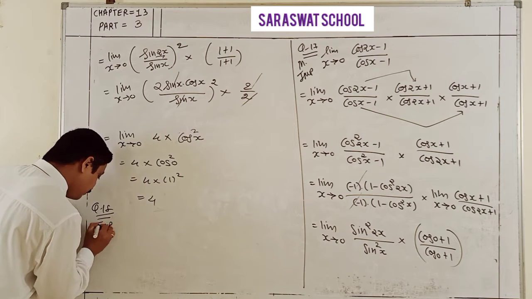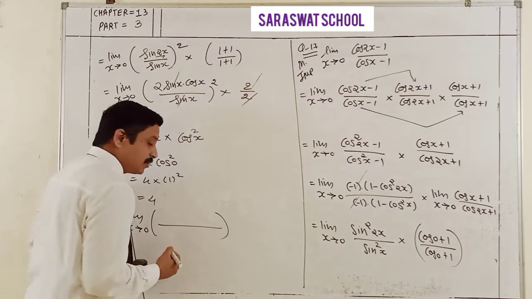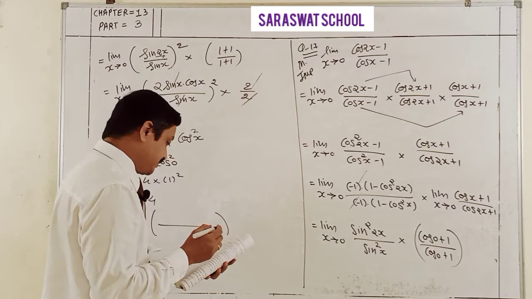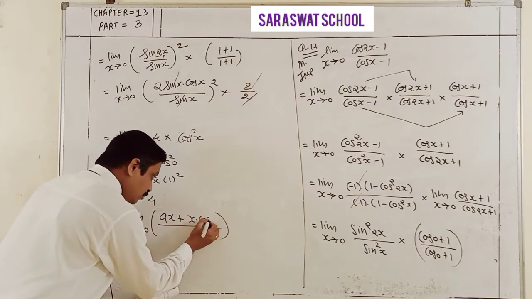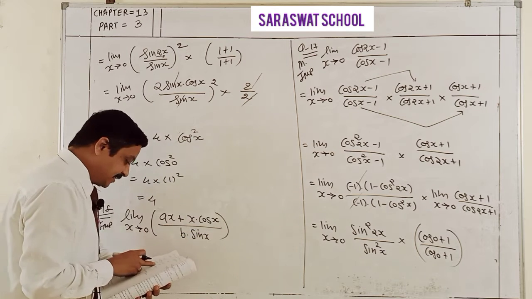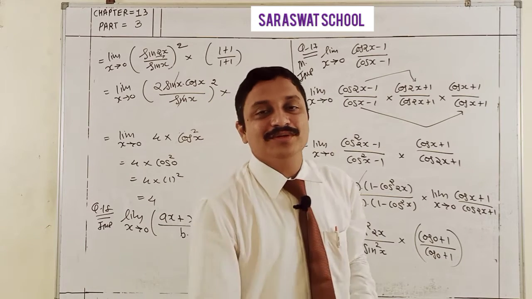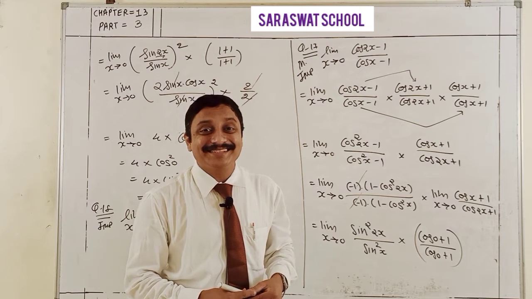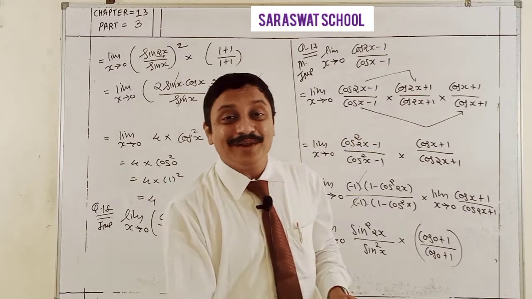18 is also important. Limit x tends to 0 of the given data: ax plus x cos x, denominator b sin x. That is, ax plus x cos x by b sin x. Students, here I will just divide denominator and numerator by x, because I want to use sin x by x, converting it to 1.